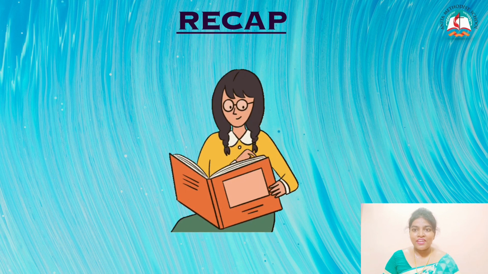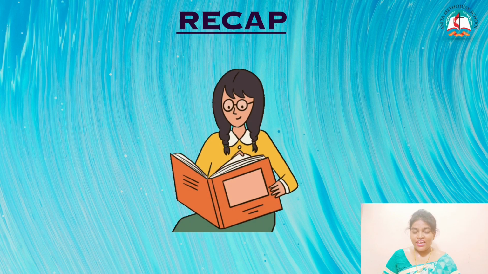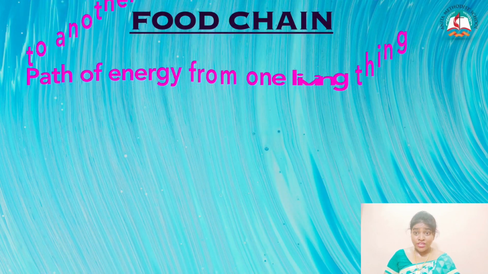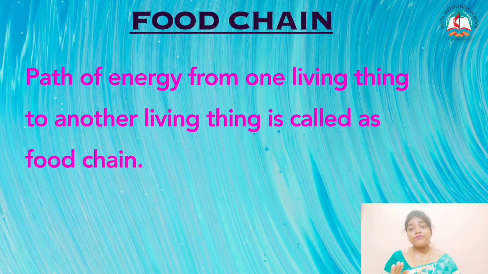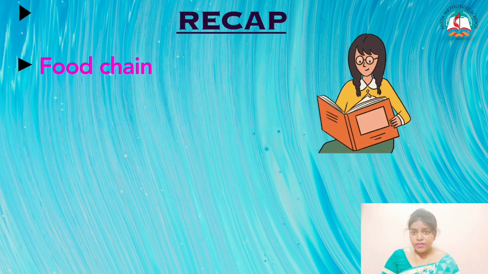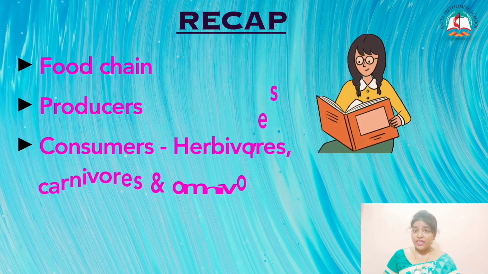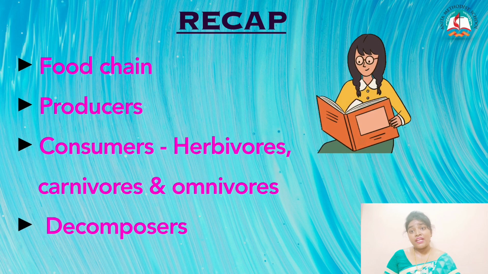A quick recap from the beginning. Okay, so what is meant by food chain? The path of energy that flows from one living thing to the other living thing. And then we had learnt about three biotic components in an ecosystem. Producer, consumer and decomposer. These three make up a food chain. Okay, and inside the consumer, there are three types of animals: herbivore, carnivore and omnivore.